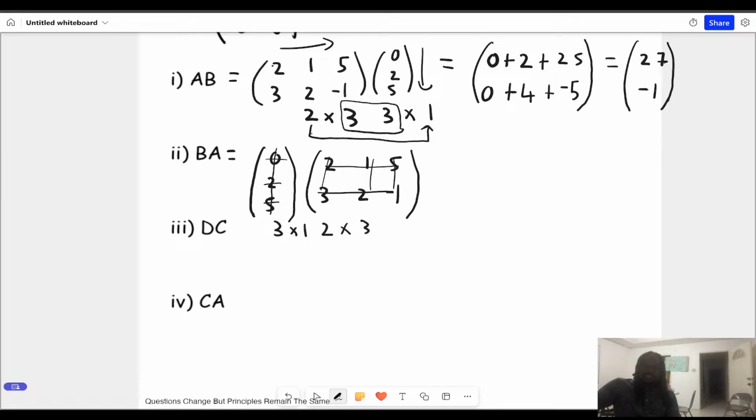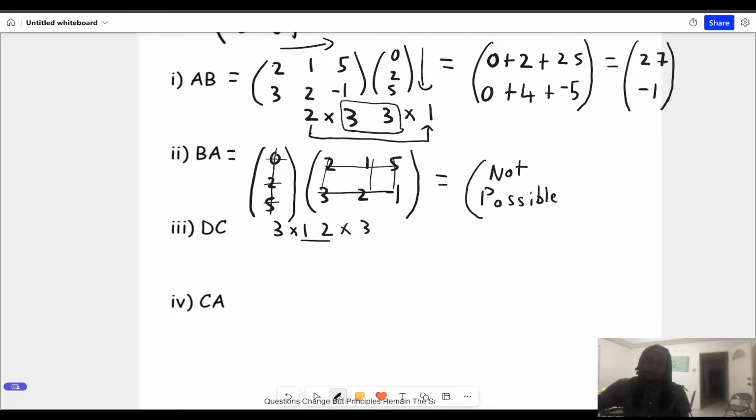And as we can see right here, the difference between this one and the first one in AB, the two inner numbers are 3. So they are exactly the same. In BA, one of them is 1, one of them is 2. They are not exactly the same. And once they are not exactly the same, that means we cannot multiply. And if I cannot multiply it, what's my answer? Once you cannot work these things out and you're doing matrices, your answer is simply not possible.